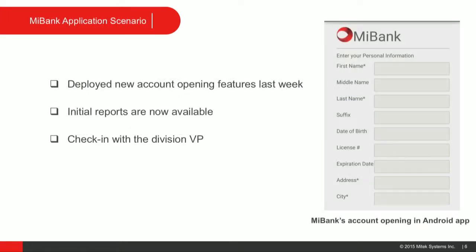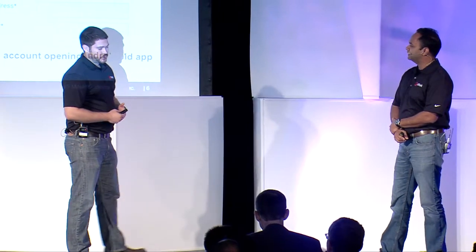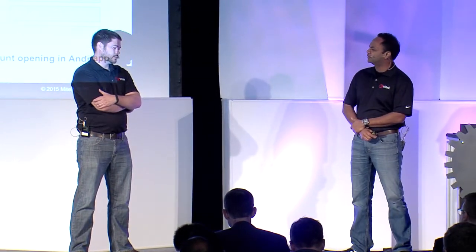So here's the scenario. We just deployed our new account opening features last week. Initial reports are in. We have a check-in with our division VP any moment now. Steve, are the KPIs in for our deployment? Yeah, they're in, but it's not looking good. What is the problem? Well, we had 10,000 application starts. 10,000? That's massive. No, but there's a problem. Only 1,000 actually opened and booked through.